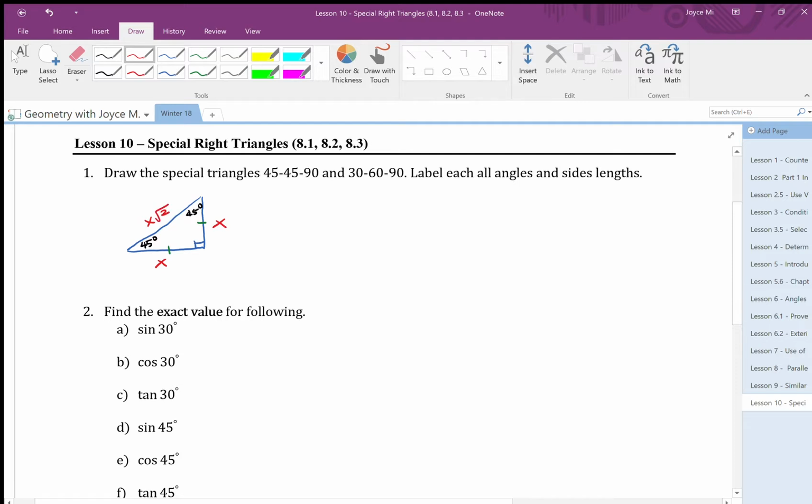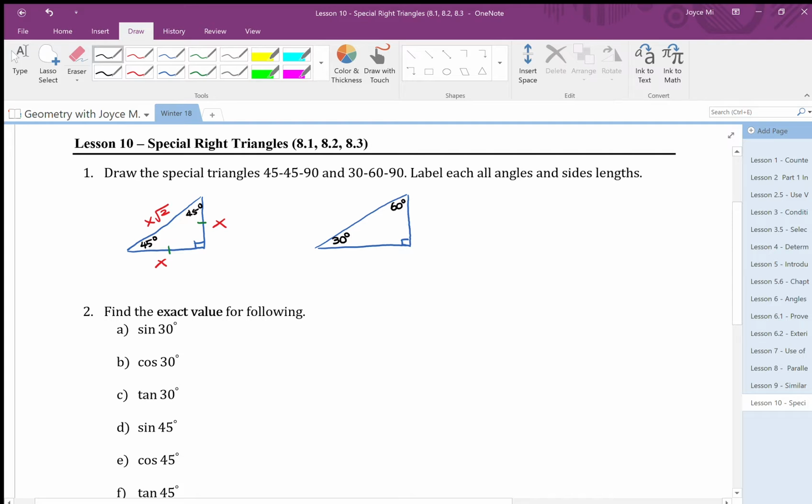Now, the other triangle is the 30, 60, 90. So this one looks like this. Oh, let me draw a little better. Almost straight lines, not too straight. Let me make it a little better. Very good. So this is the 90. That is my 30, and that is my 60.